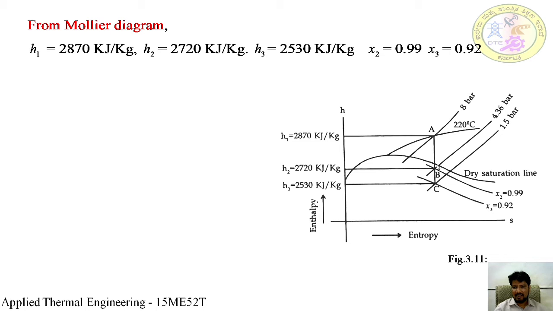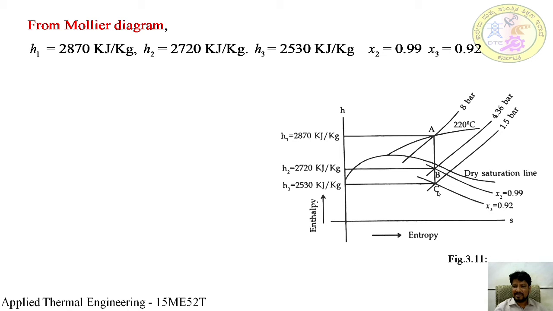Then how to mark the point B? We know the P2 value is 4.36 bar. This pressure line meets the vertical line at the point B. This is the value of H2, and its enthalpy value is 2720 kilojoules per kg. Here the point B is below the saturation line. Now this is your saturated line, or this is your dryness fraction: X2 is 0.99.